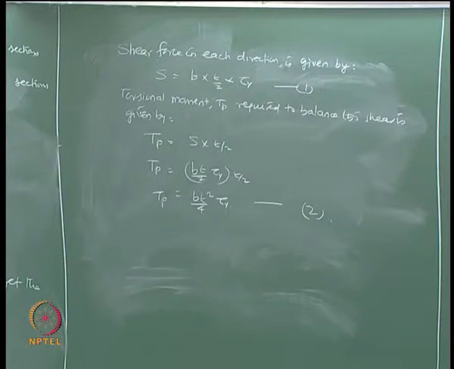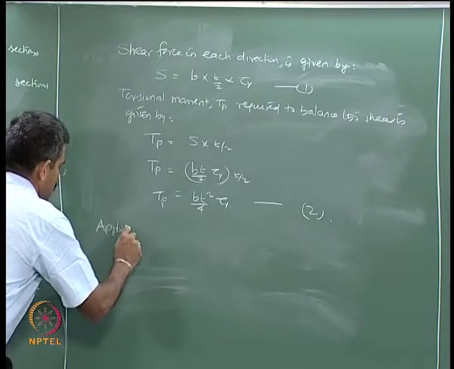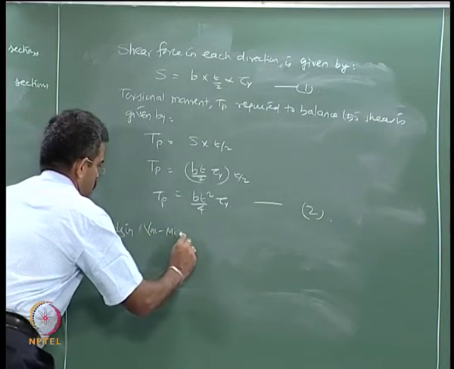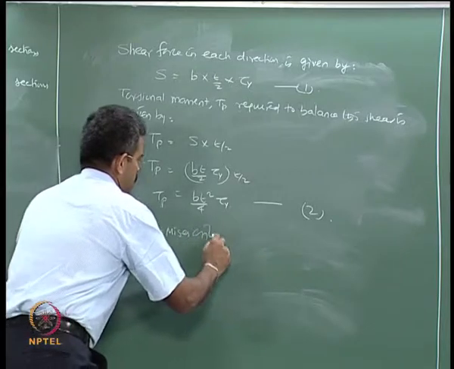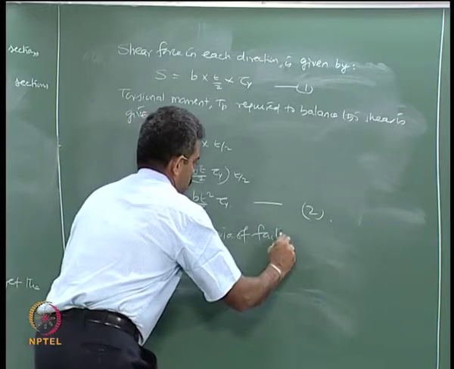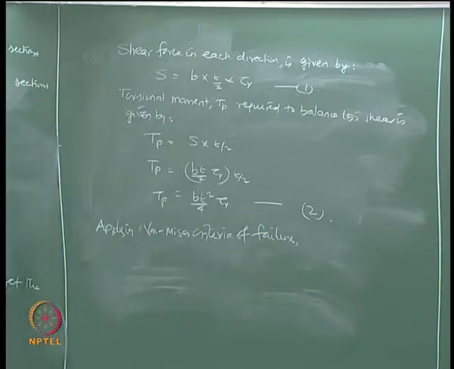Applying the von Mises criteria of shear failure, what is the von Mises criteria of failure? Can you tell me what is the von Mises criteria of failure?